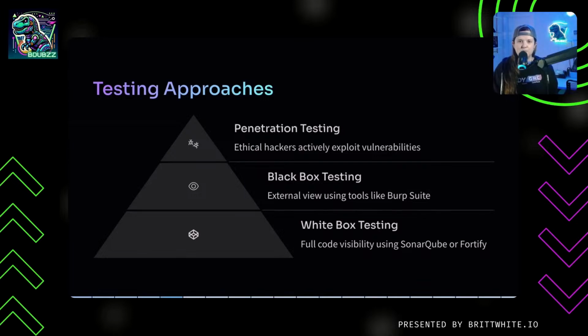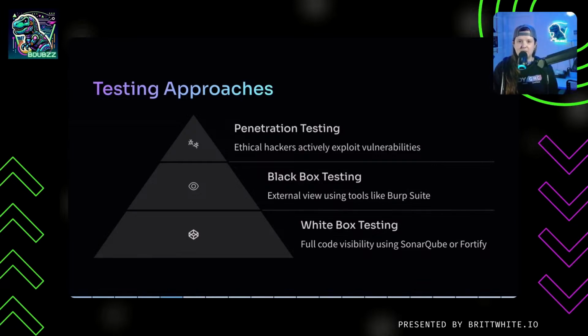Then black box testing is where we put on our hacker hat and try to break in from the outside without any knowledge of the internal code. We use specialized tools like Burp Suite to simulate real-world attacks. This is important because it mirrors how actual attackers would approach our system. Finally, there's white box testing. Think of this like having X-ray vision into our code. We can see everything, every line, every function. We use powerful tools to analyze the code while we're building it. It's like inspecting every brick while constructing a house, making sure each one is solid.